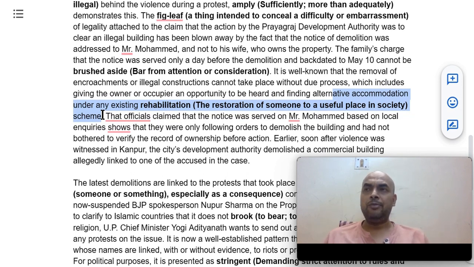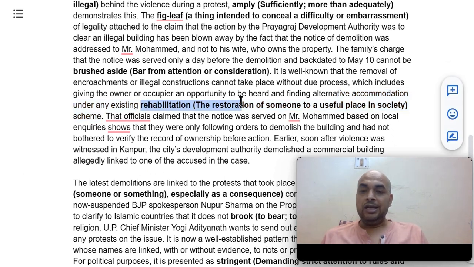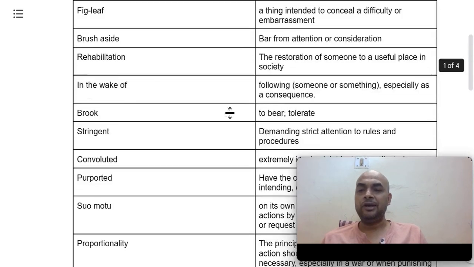इसको हिंदी में बोलते हैं पुनर्व्यवस्था. पुनर्व्यवस्था मतलब ऐसा कुछ होता है जिसमें जो बिना घर वाले होते हैं उनको घर दे दिया जाता है. ओके, तो उसे रिहेबिलिटेशन स्कीम कहते हैं. तो उसके अंतर्गत उन्हें एकोमोडेशन देना चाहिए. They have to be given accommodation accordingly. So that is what rehabilitation means. Restoration of someone to a useful place in society. ठीक है, रिहेबिलिटेशन का मतलब याद रहेगा.